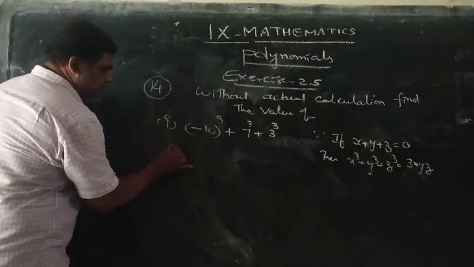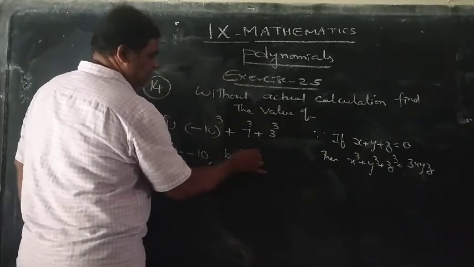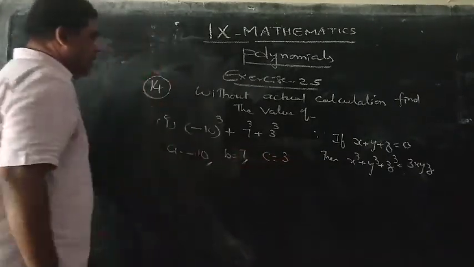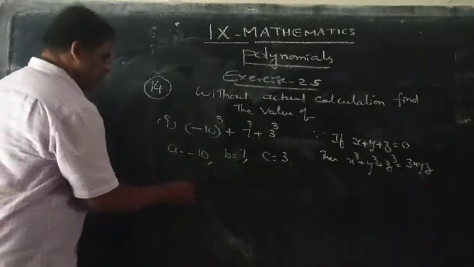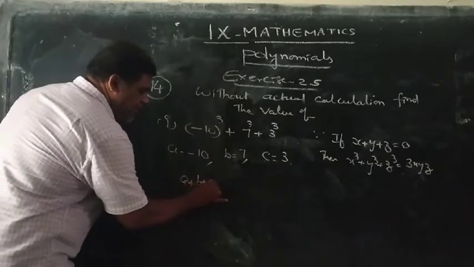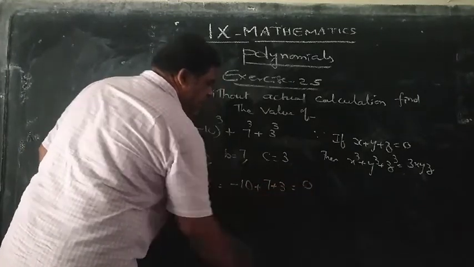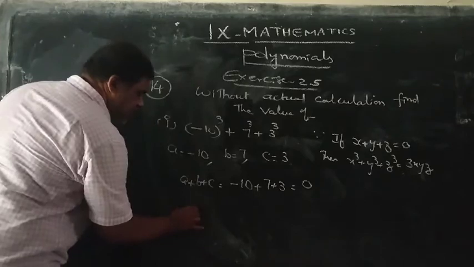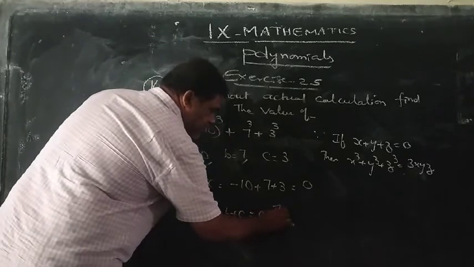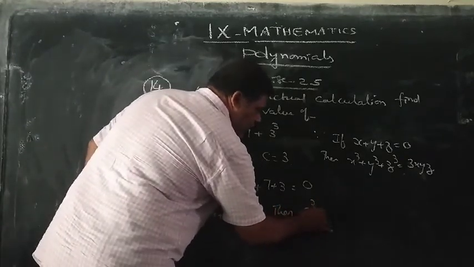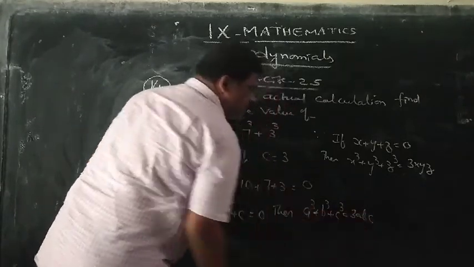So first we have to suppose a value as minus 10, b value as 7, c value as 3. A is minus 10, b is 7, c is 3. First let us find out a plus b plus c, that is minus 10 plus 7 plus 3, which is 0. If a plus b plus c is 0, then a cube plus b cube plus c cube is equal to 3abc.